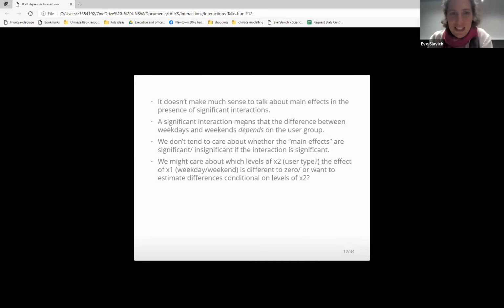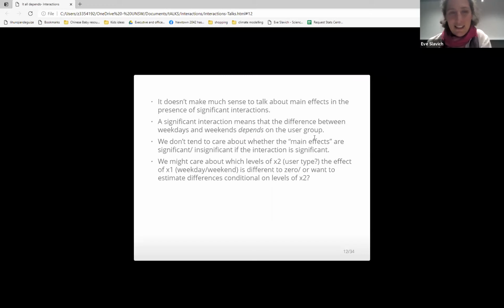So a few points here. It doesn't make much sense to talk about main effects in the presence of significant interactions, because the significant interaction means that the difference between weekdays and weekends depends on the user group. So you can't say overall people demand bike rentals more on the weekend because in some user groups they don't.